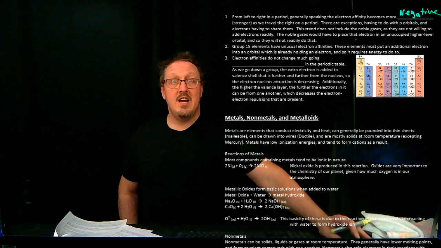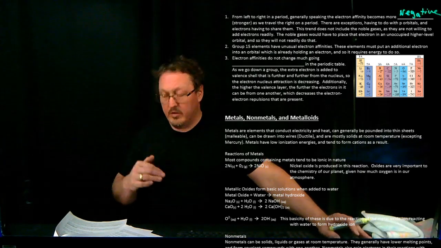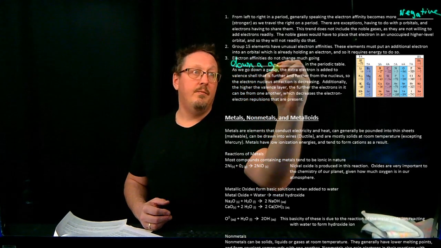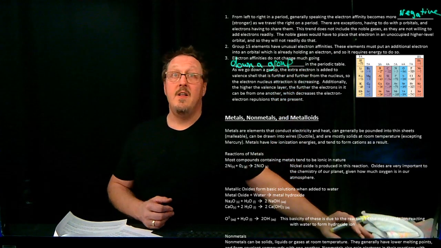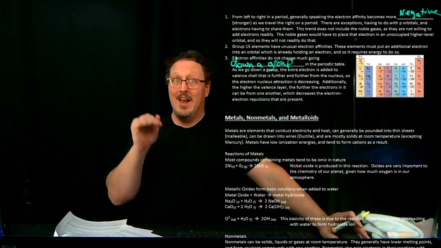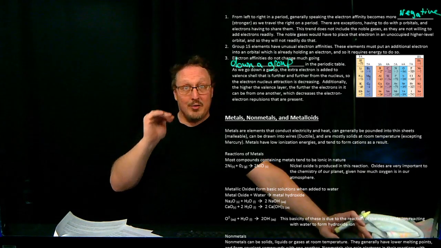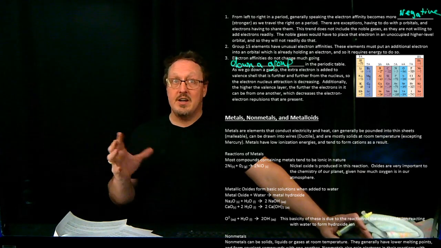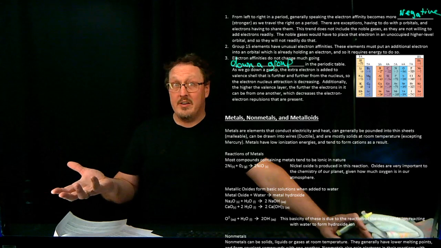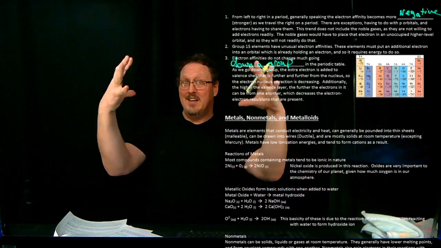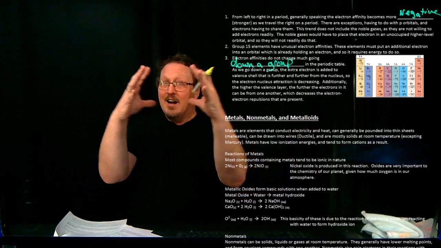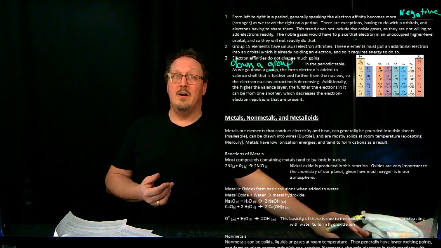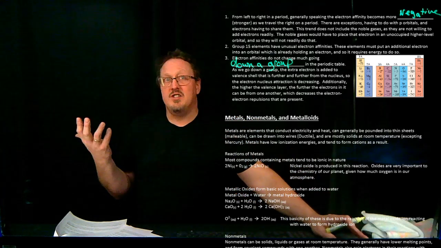Electron affinities do not change much going down a group. They just don't change a whole lot. The reason is that as we go down a group, that extra electron is being added to a valence shell that is increasingly further away from the nucleus. So the nuclear force of attraction is decreasing, and the higher the valence layer, the further those electrons can get away from one another, the more space there is on the periphery of that atom, and so there are fewer repulsive forces there. So they generally don't change a whole lot.